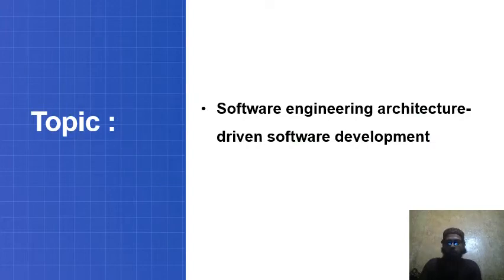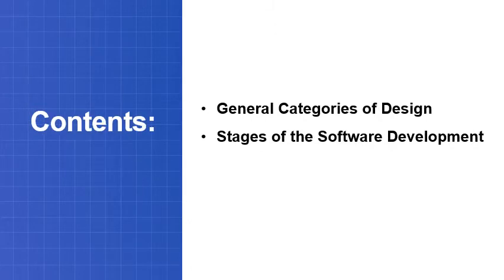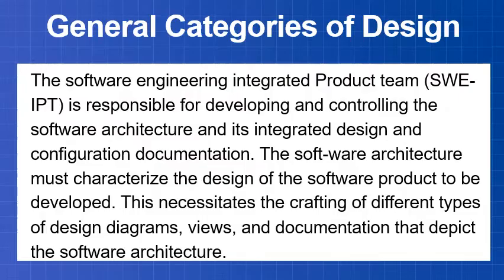My topic of presentation is Software Engineering Architecture Driven Software Development. There are two major contents in my topic. The first one is general categories of design and the second one is stages of the software development. First, we discuss general categories of design. What is general categories of design?